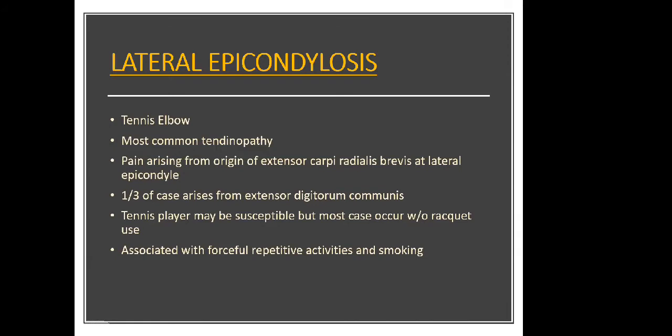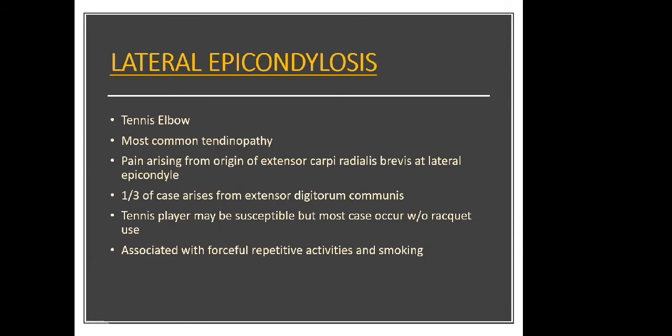So on history, we have to ask which is the dominant hand, the work, and the age, and whether the patient has done any recent activity, a new sport, or some activity that is new. Then ask the patient where the pain is, medial or lateral or anterior, and what aggravates the pain, and what can relieve the pain.